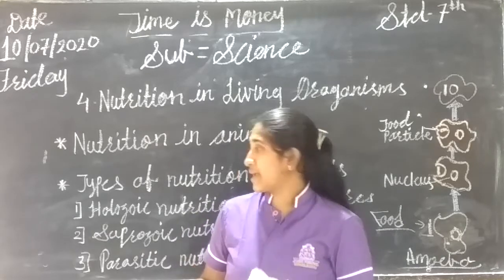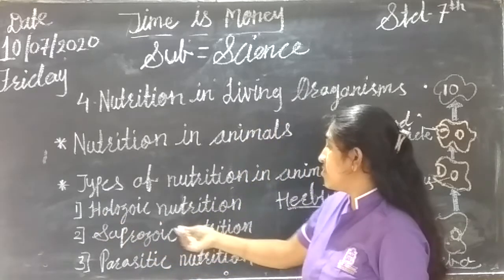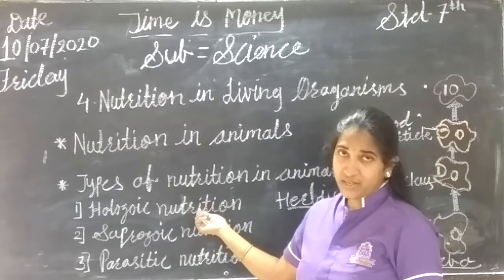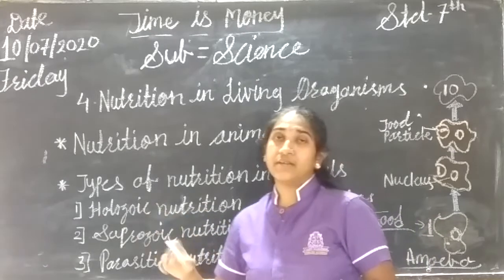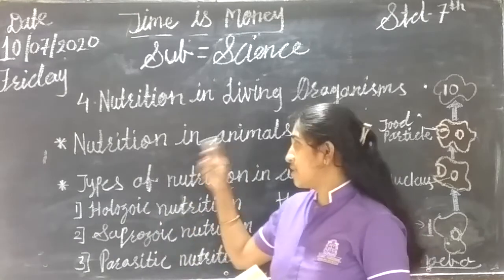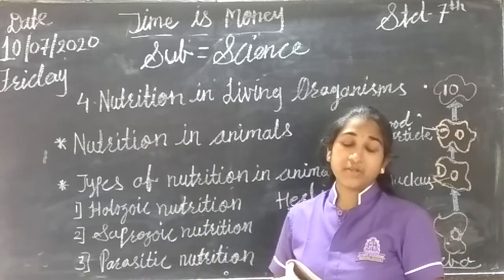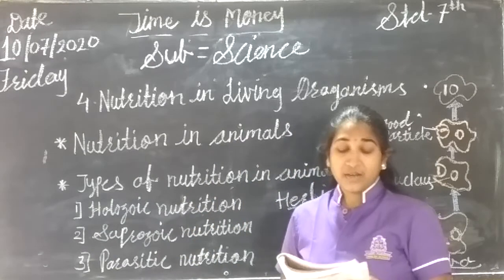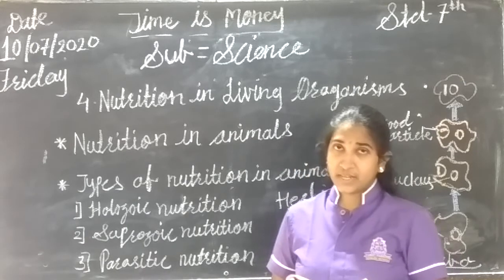Next is the second part. First we learned about holozoic nutrition, in which, depending on the food and the animal, three other parts are given, like herbivorous, carnivorous, omnivorous. Next, fourth, is the scavengers and decomposers.